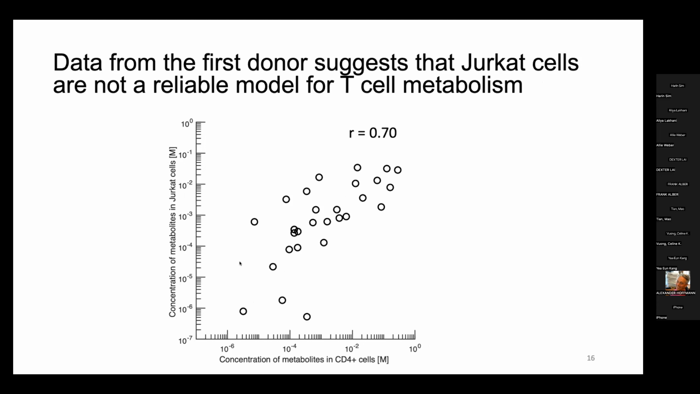I also plotted the CD4 against the Jurkat cell concentrations, and we saw significantly worse correlation here at 0.70. And so this, at least the first donor, suggests that Jurkat cells are probably not a very good or reliable model for T cell metabolism.